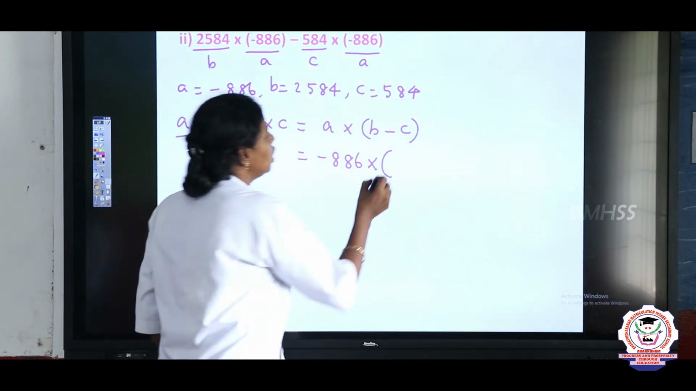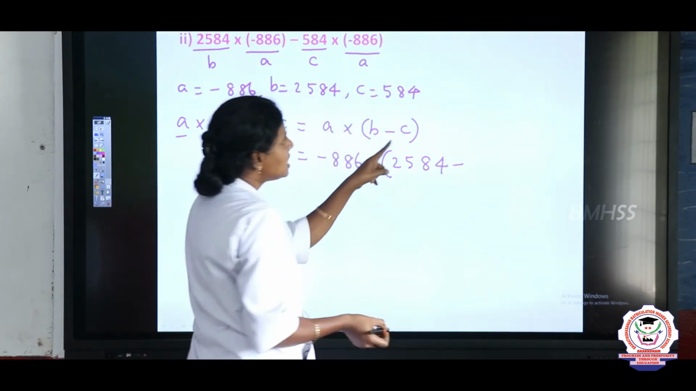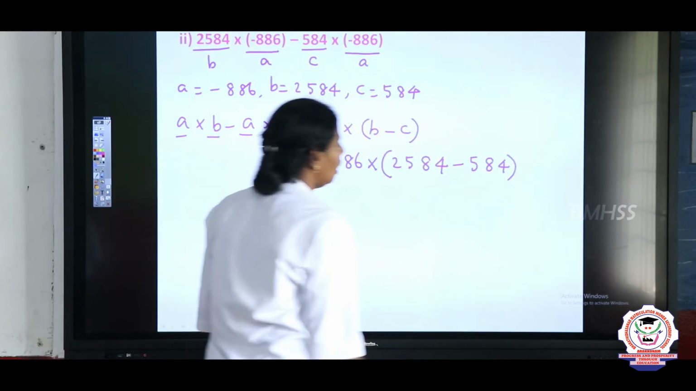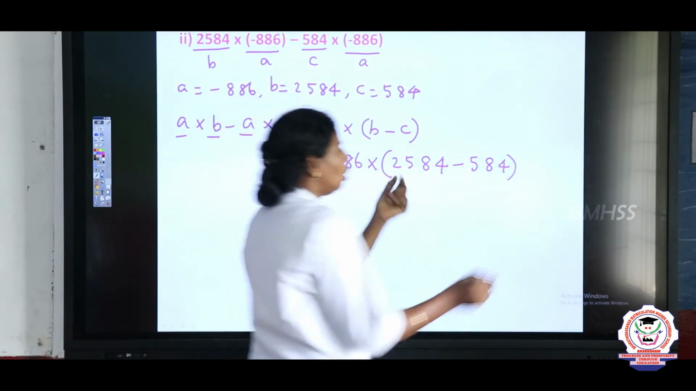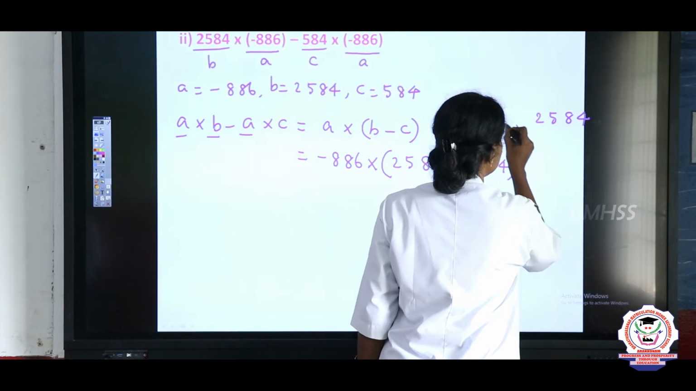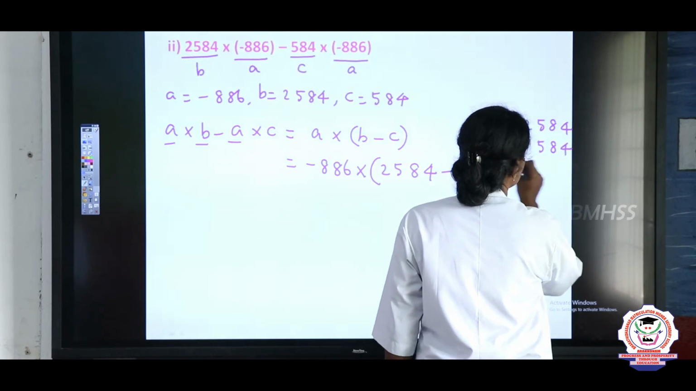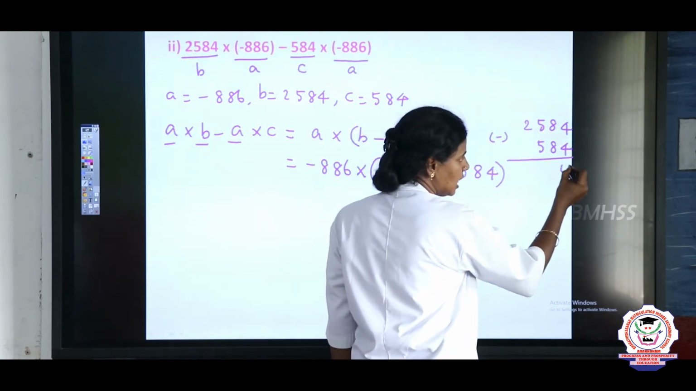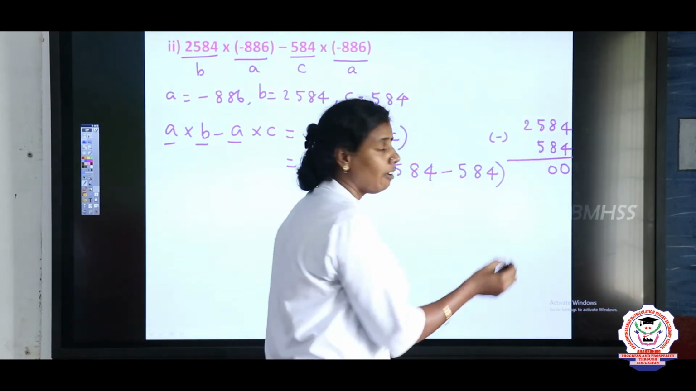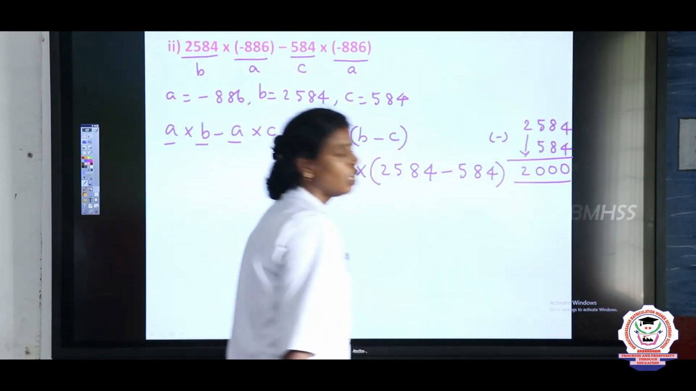The B value is 2584 minus C value is 584. Now subtract these two numbers. 2584 minus 584. Subtract this now. 4 minus 4 is 0. 8 minus 8 is 0. And 5 minus 5 also 0. And the next number is 2. So the answer is 2000.